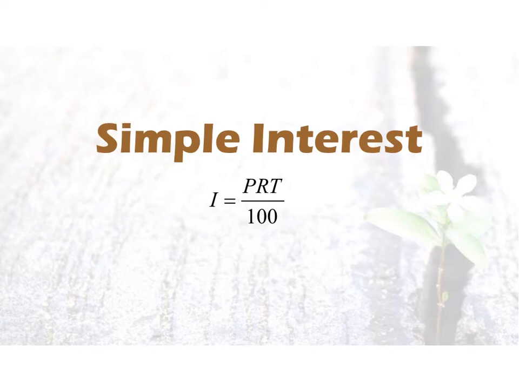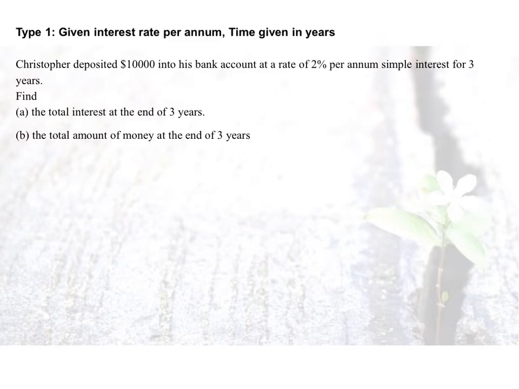Simple interest. Now, in this case, the formula here is given by the simple interest is equals to PRT over 100. P is the principal amount, R is the interest rate, and T is the time. Now, let us try to use the simple interest formula to help us solve the following questions.